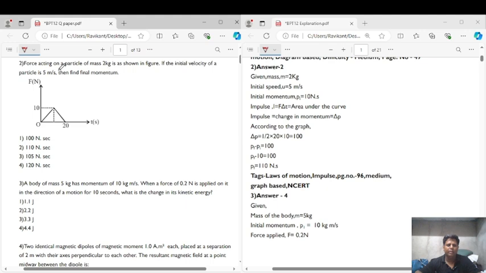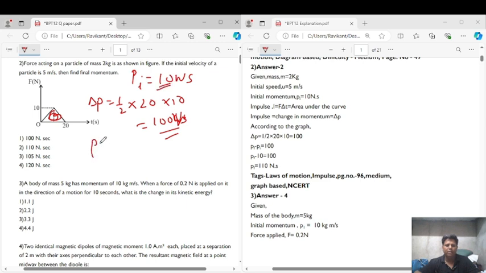If the initial velocity is 5 meter per second and mass is 2 kg, so the initial momentum P initial will be equal to 10 Newton second, right? Now from the graph given here, the area under the curve will give me the change in momentum. So the change in momentum will be equal to half into base into height. So this would result in 100 Newton second. So if change in momentum is 100 Newton second and initial momentum was 10, so the final momentum P final will be equals to 110 Newton second, right? So the correct answer for question number 2 is option 2, that is 110 Newton second.